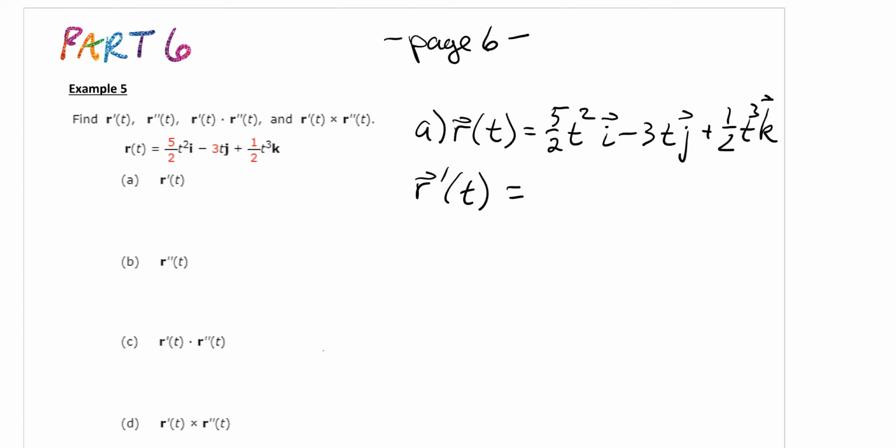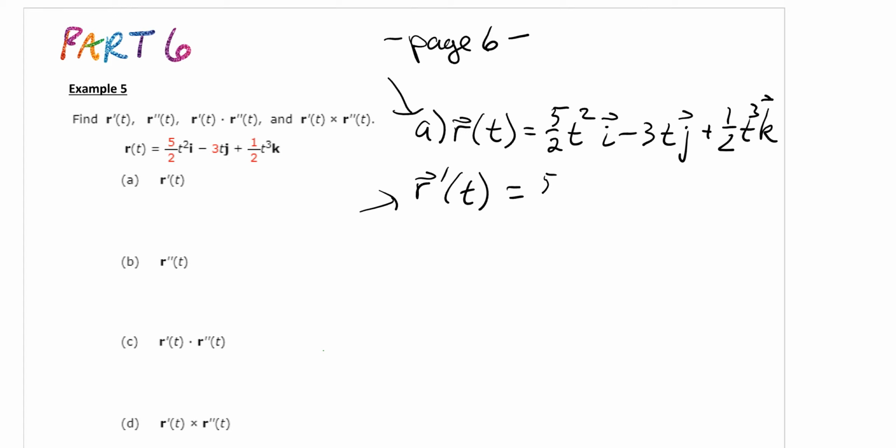This is Math 261, Section 12.2 on differentiation and integration of vector-valued functions. And this is Part 6, Page 6, Example 5, with 4 parts to do, the first of which is to find r prime of t. So let's dive right in.